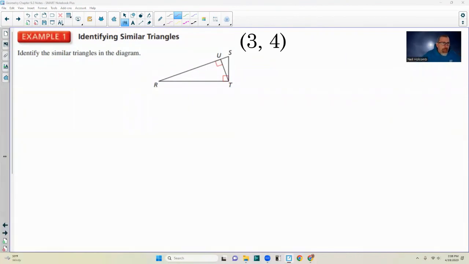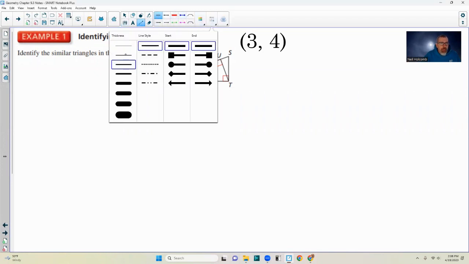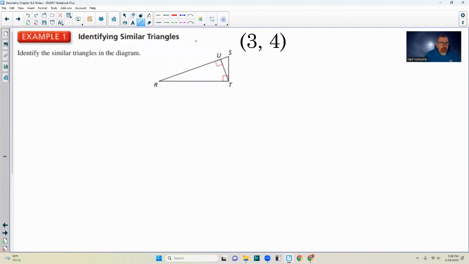Okay, so here it says identify the similar triangles in the diagram. So all we have to do here is identify. Here's what I'm going to do: I'm going to get my pen and draw straight lines, maybe this thick and maybe this color. I'll start with red. So let's start with the original triangle, and I'm just copying it just like this.